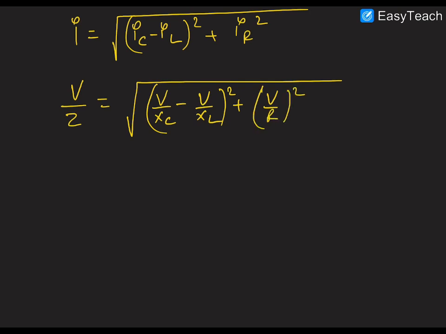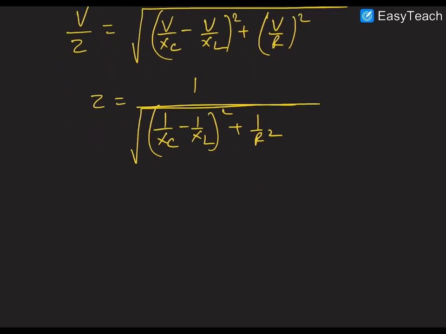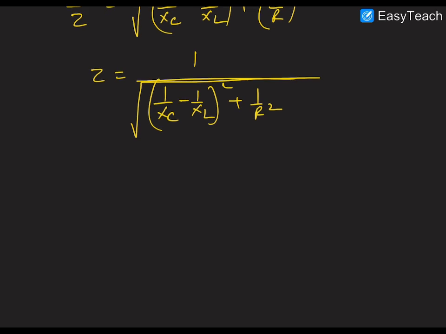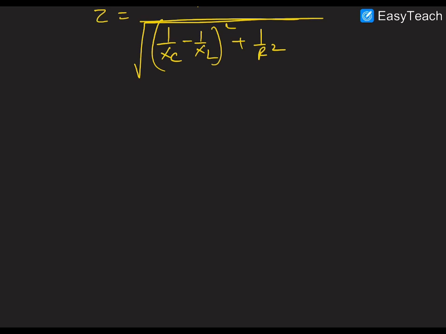And V will be cancelling out V, so Z will be equal to 1 upon under root of (1 by XC minus 1 by XL) whole square plus 1 by R square. Okay, this is the value of Z, which is the impedance of this parallel LCR circuit. Now, if we see the scenario, let us discuss the resonance curve.